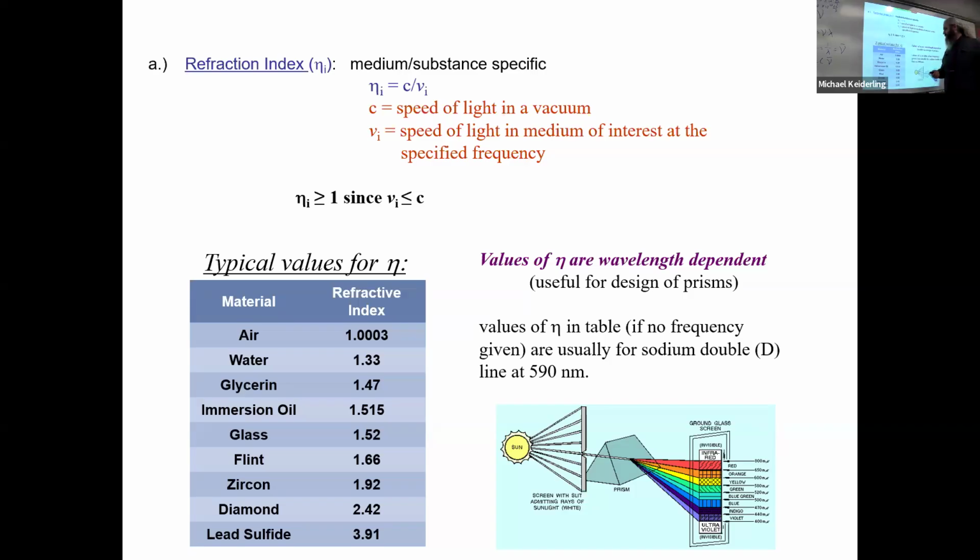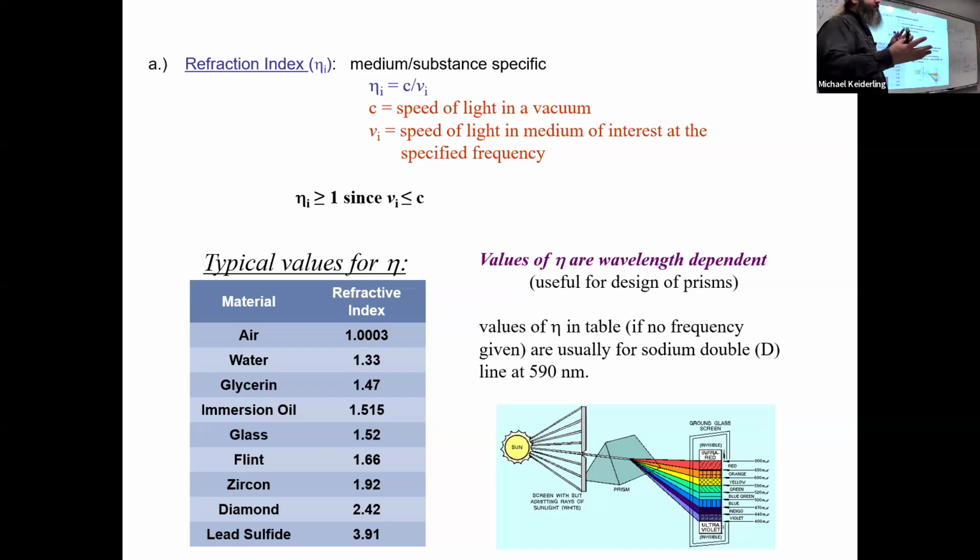So the values that you usually see in a table as a reference are usually given for the sodium double line at 590 nanometers, because it's easy to make a very monochromatic light source at that wavelength. So that's sort of what you're dealing with there.